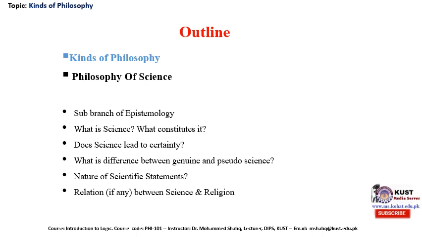Philosophy of science deals with this question of whether science leads to certainty or not, and there is a difference of opinion among different philosophers and scientists about it. Also, philosophy of science discusses the difference between genuine science and pseudoscience, and that can only be found after one knows the methodology of a genuine science, what the criteria of genuine science are.